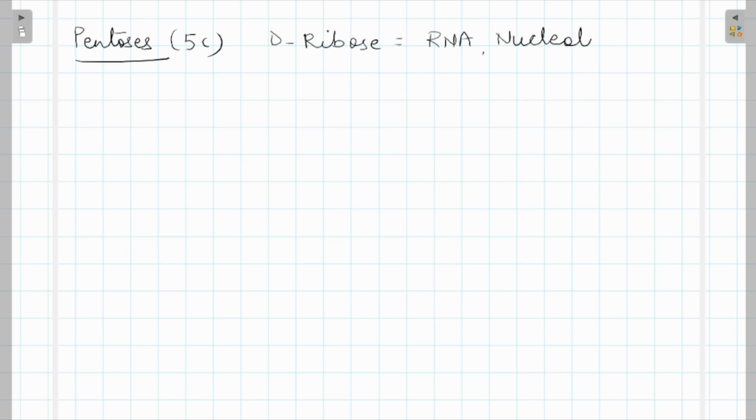Now after tetroses, next is pentoses. Penta means 5. So it will contain 5 carbons. An example is D-ribose. Ribose sugar, we already know, is a constituent of RNA and many nucleotidic coenzymes. Nucleotidic coenzymes are like ATP, NAD, NADP. ये सब न्यूक्लियोटाइडिक कोएंजाइम है, तो इनका कॉन्स्टिट्यूएंट होता है राइबोज शुगर.